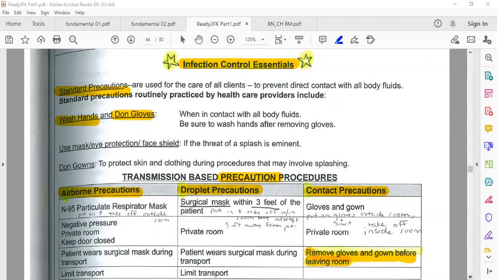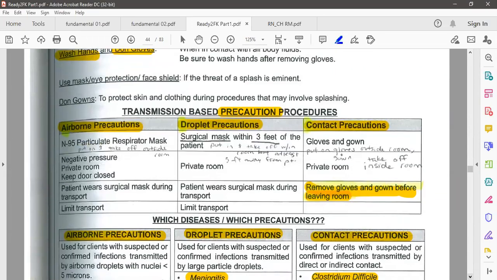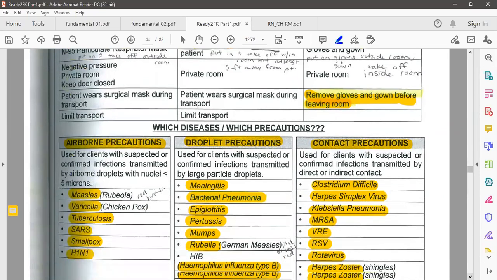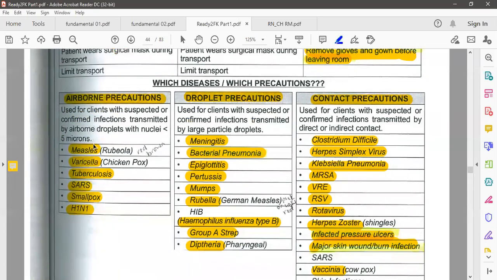In this table, we are going to discuss what the airborne precautions, droplet precautions, and contact precautions are. Before going to the precautions, I want to explain the different airborne, droplet, and contact precaution diseases. The airborne diseases are measles, varicella, tuberculosis, severe acute respiratory syndrome, shortly called SARS, smallpox, or H1N1. So these are examples of airborne precautions.